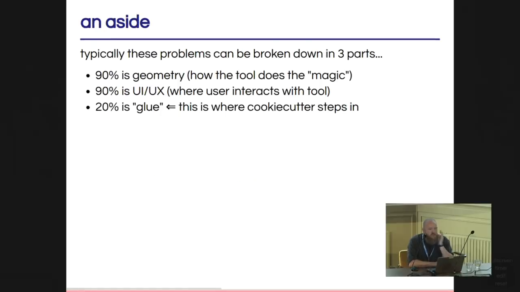All right, so as an aside, many of the problems that we solved in RetopoFlow can be broken down into three parts. 90% of the problem is the geometry. So how does the tool do its magic? 90% is also the UI and UX, so how does the user interact with this tool? And annoyingly, about 20% of it is the glue that holds everything together. And this is where CookieCutter comes into play.